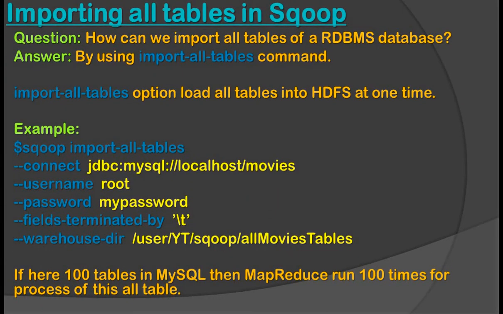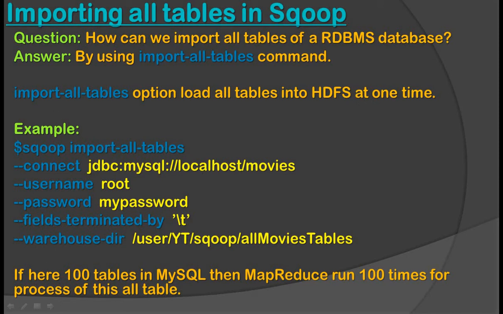First, see the question: how can we import all tables of an RDBMS database? The answer is by using the import-all-tables command. Sqoop provides a command import-all-tables. So the import-all-tables option loads all tables into HDFS at one time.